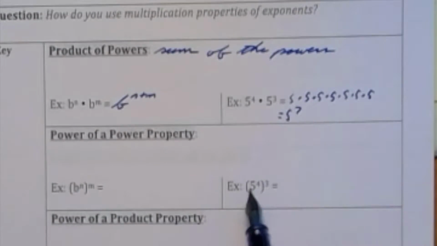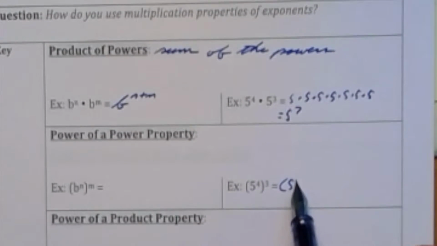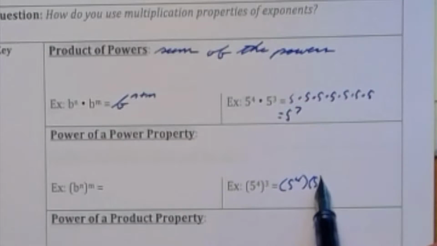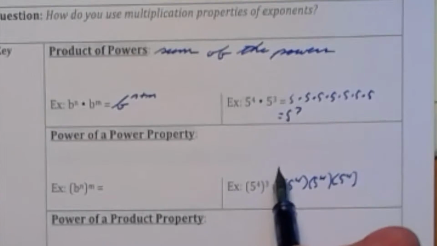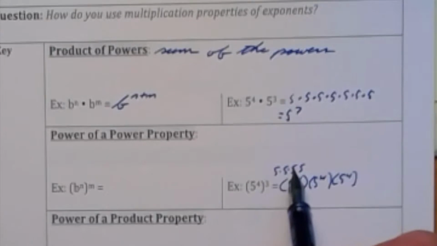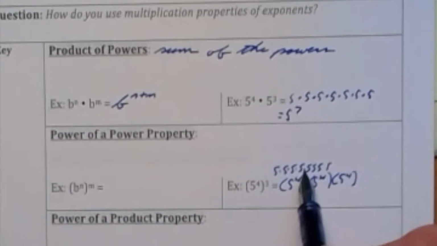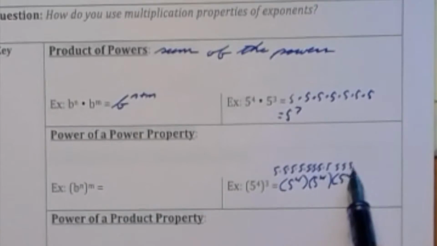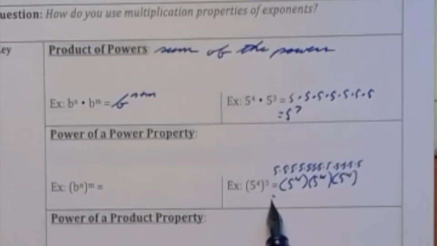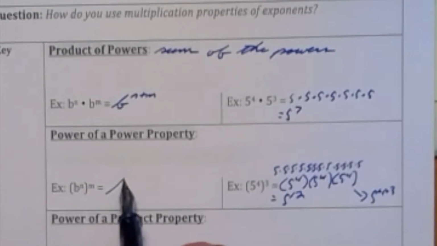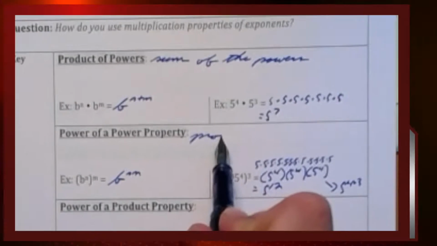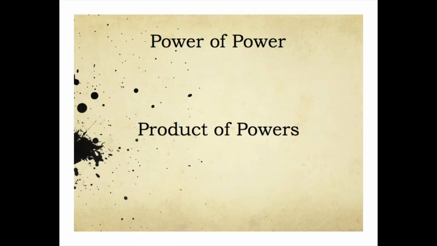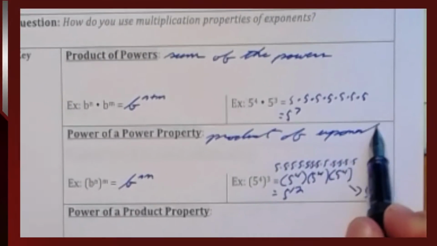To look at another example, I see 5 to the 4th, to the 3rd power. This means that 5 to the 4th can be written 3 times, which would be 5 times 5 times 5 times 5, 4 times. That's going to give me 5 to the 12th power. And 12 is 4 times 3. So I can see that this is 5 to the 4 times 3 power. If I look at the other example of b to the n to the m power, then I get b to the nm power. So the power of a power property is the product of the exponents. I will multiply the two exponents together.